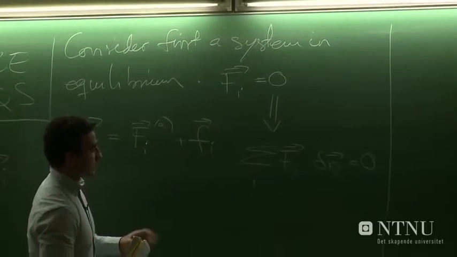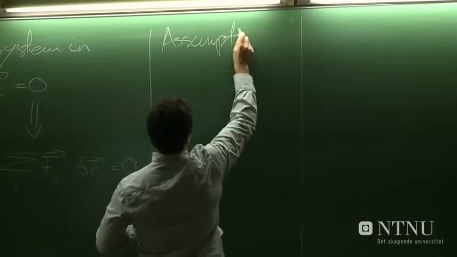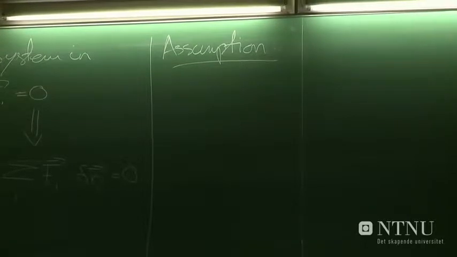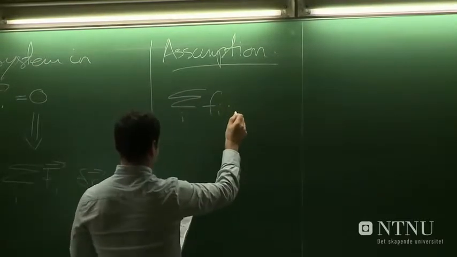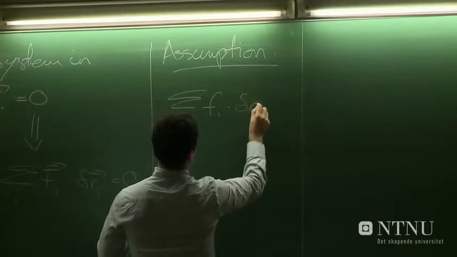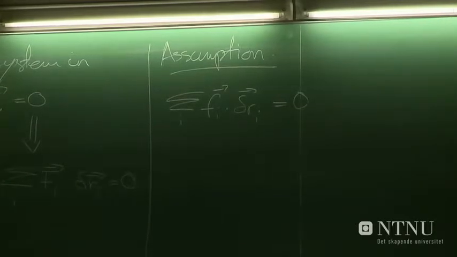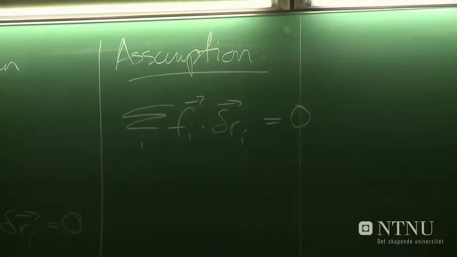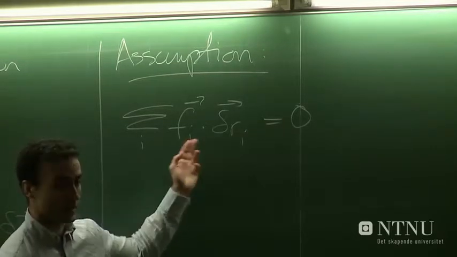Okay. Now we're going to make an assumption here. Please let me know if my writing is too small for those of you in the back rows. So this is an assumption. We assume that the force stemming from the constraints in the system, dotted with the virtual displacement vector, has to be 0. That doesn't necessarily mean that the actual force is 0, but at least it means that these two vectors have to be perpendicular.